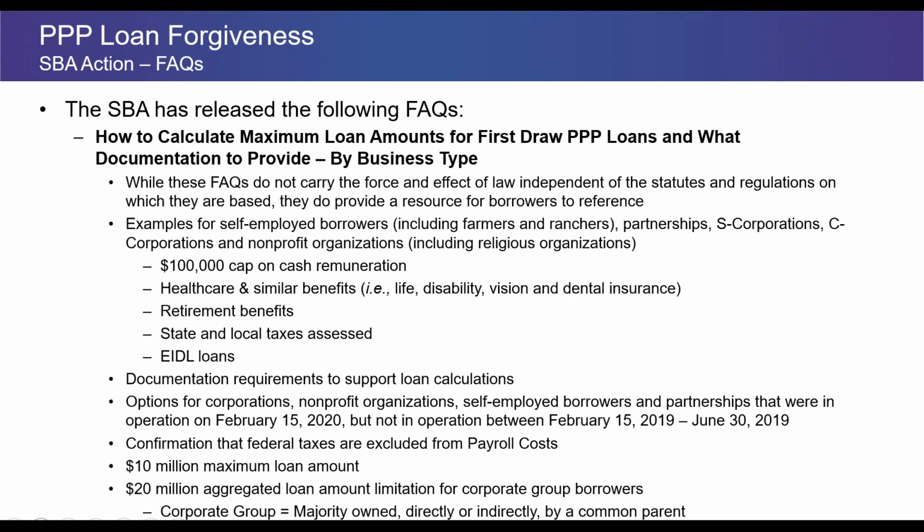Confirmation of federal taxes. The max loan in these is 10 million, 20 million for your corporate group, for which we include the definition below. It's basically a parent-subsidiary relationship. So it's a really good resource that you can rely upon, and feel free to download that and reach out if you have any questions about that.